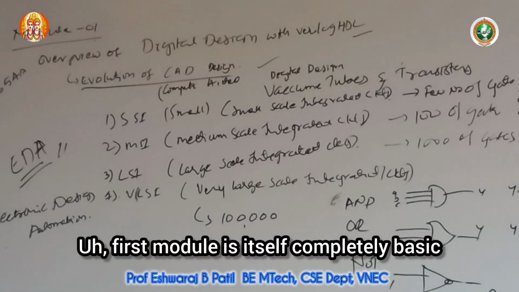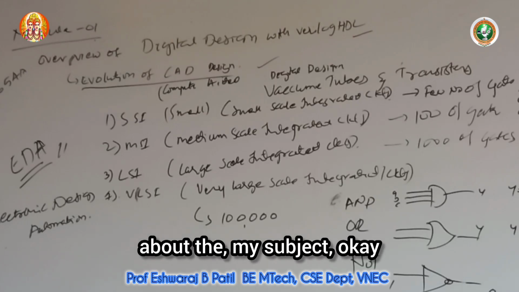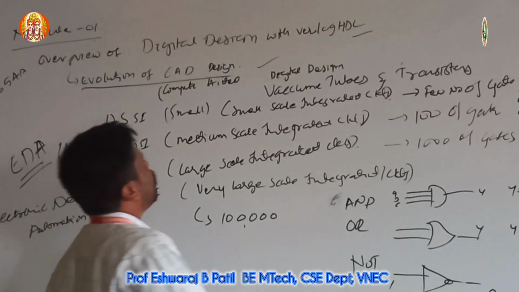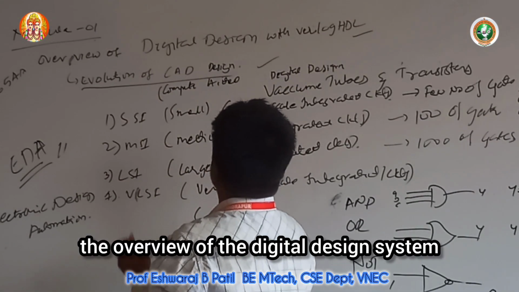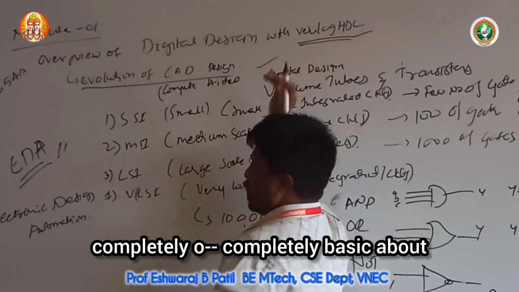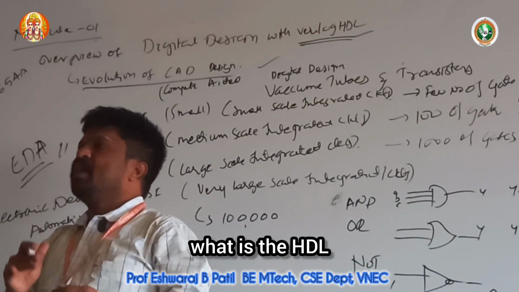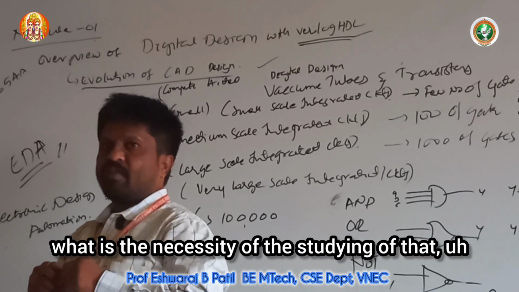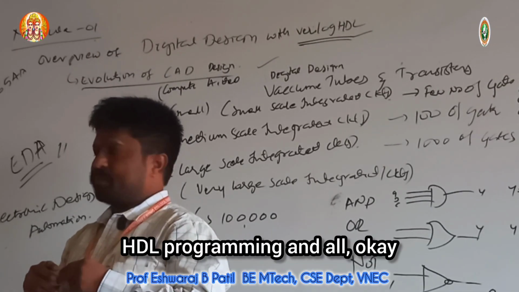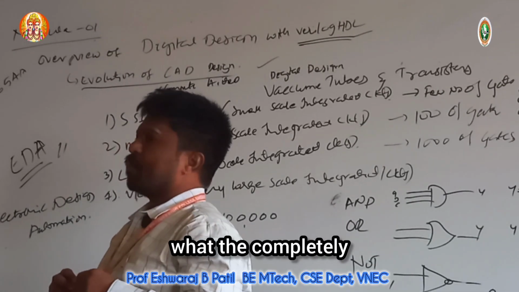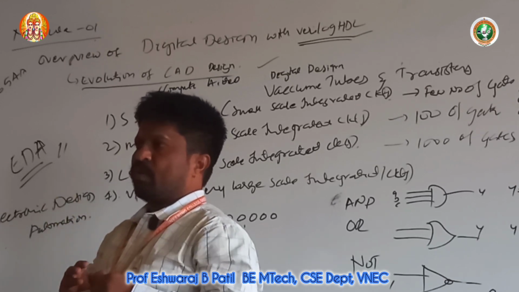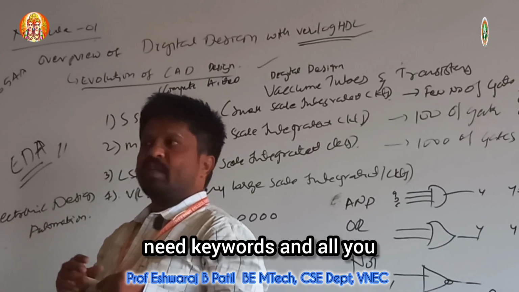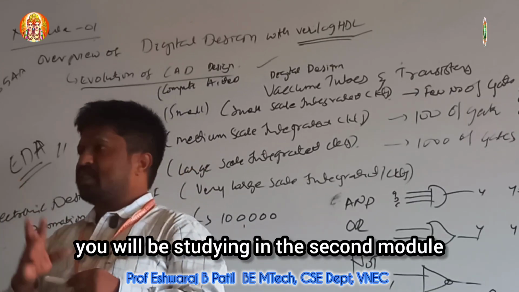The first module is completely basic about the subject, Digital System Design using Verilog. It gives an overview of digital design for HDL: what HDL is, how HDL programming originated, and the necessity of studying HDL programming. In the second module, we study how to write a program, data types, variables, and keywords.